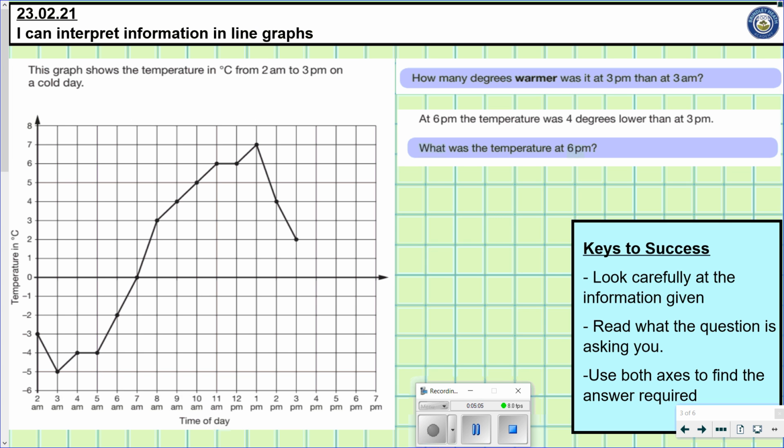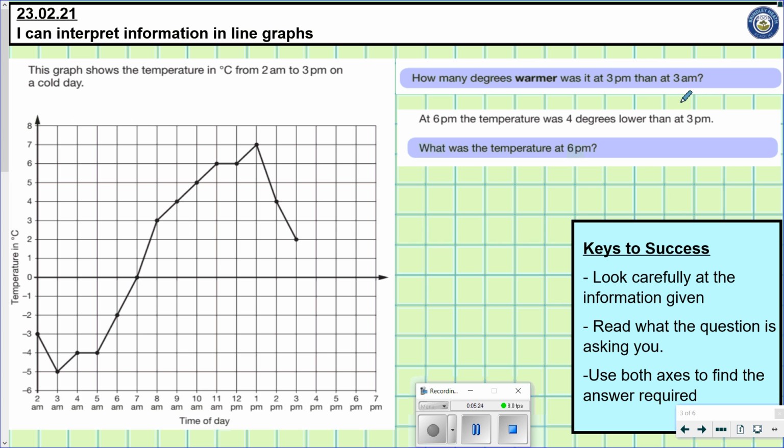Okay, first question says, how many degrees warmer was it at 3 p.m. than at 3 a.m.? Right, read the question carefully. What is the question asking you? Well, this question is asking me how many degrees warmer it is. It's not saying what is the temperature at 3 p.m.